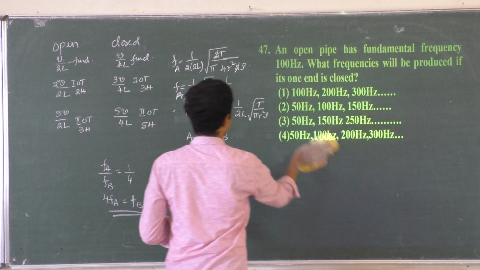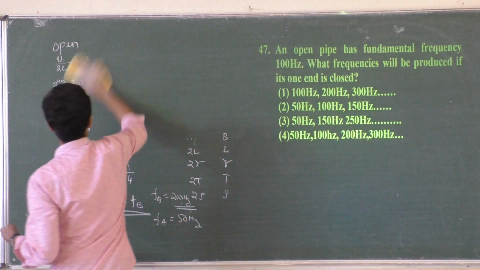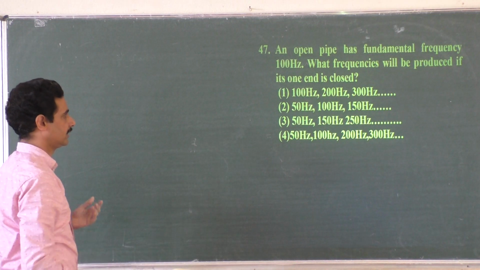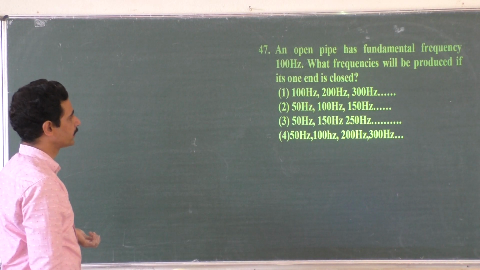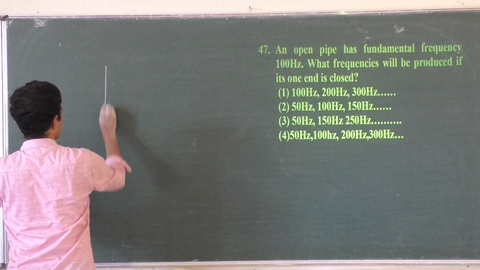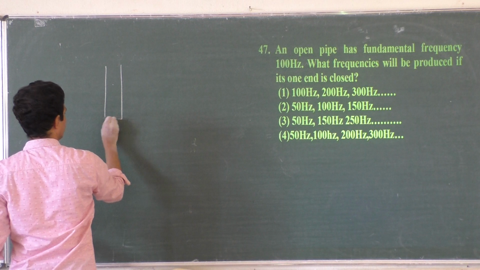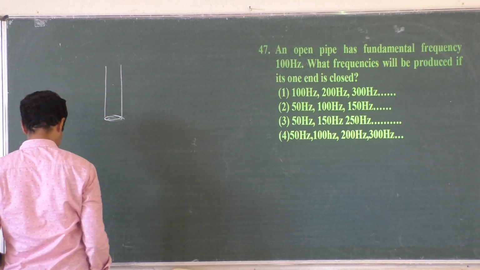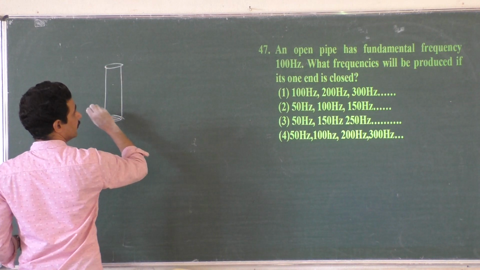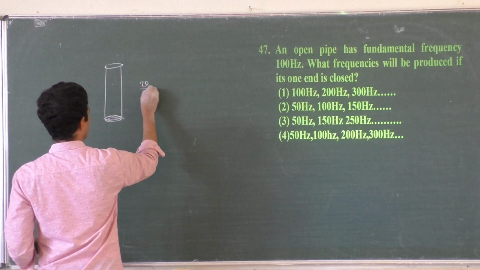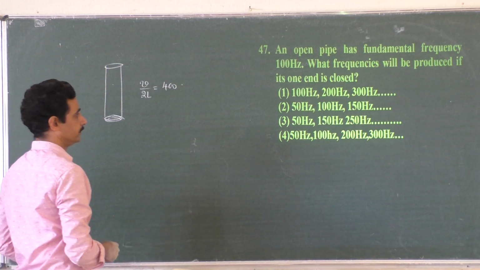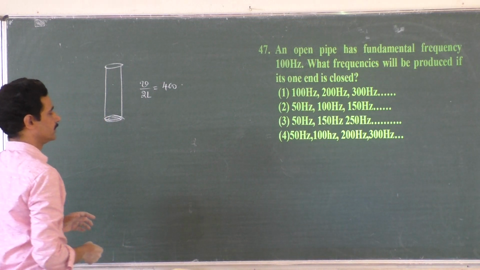Yeah, we have to finish it now. An open pipe has fundamental frequency of 100 Hertz. What frequencies will be produced if one end is closed? Yeah. An open pipe has fundamental frequency 400 Hertz. That means V by 2L is equal to 400. What about closed pipe? What frequencies will be produced if one end is closed?